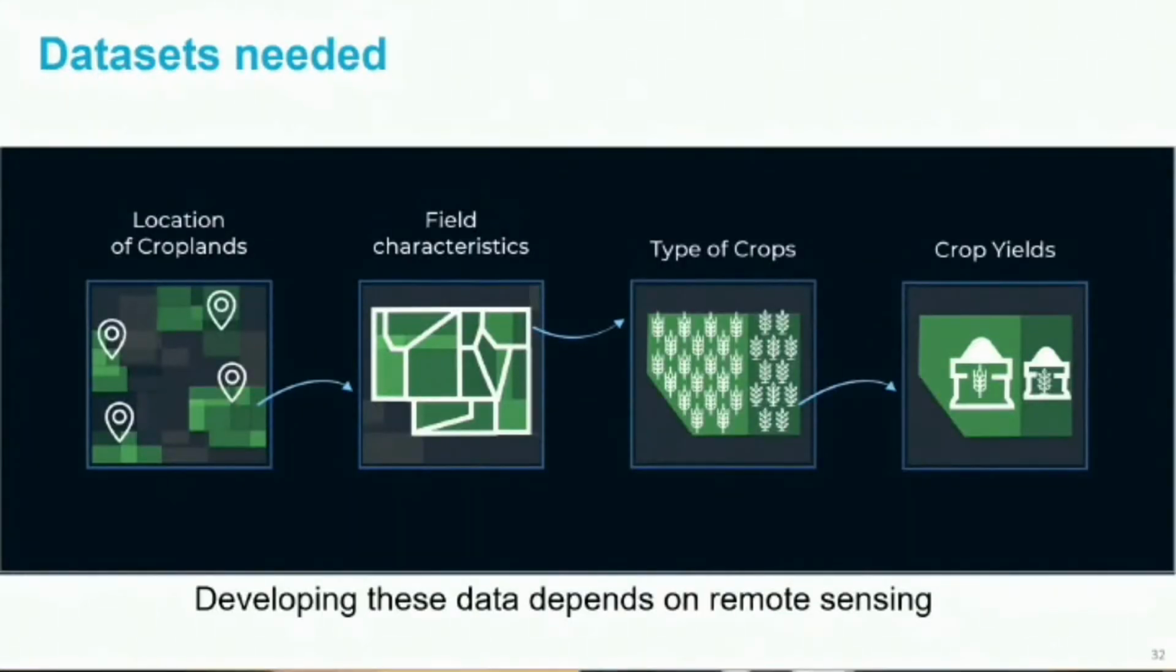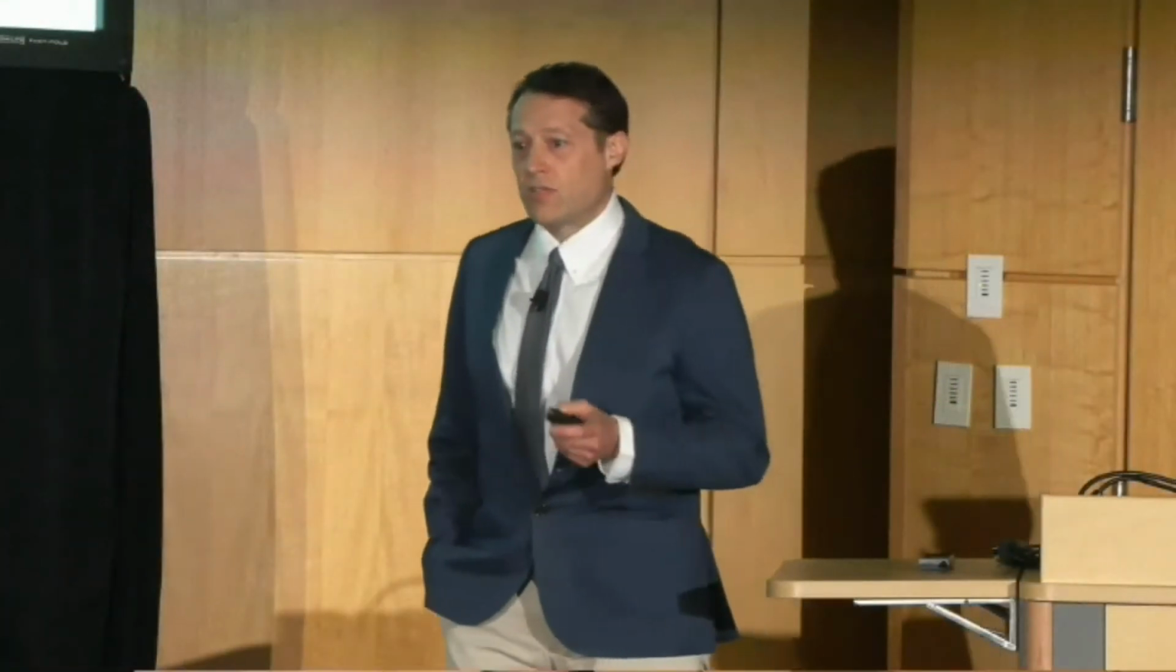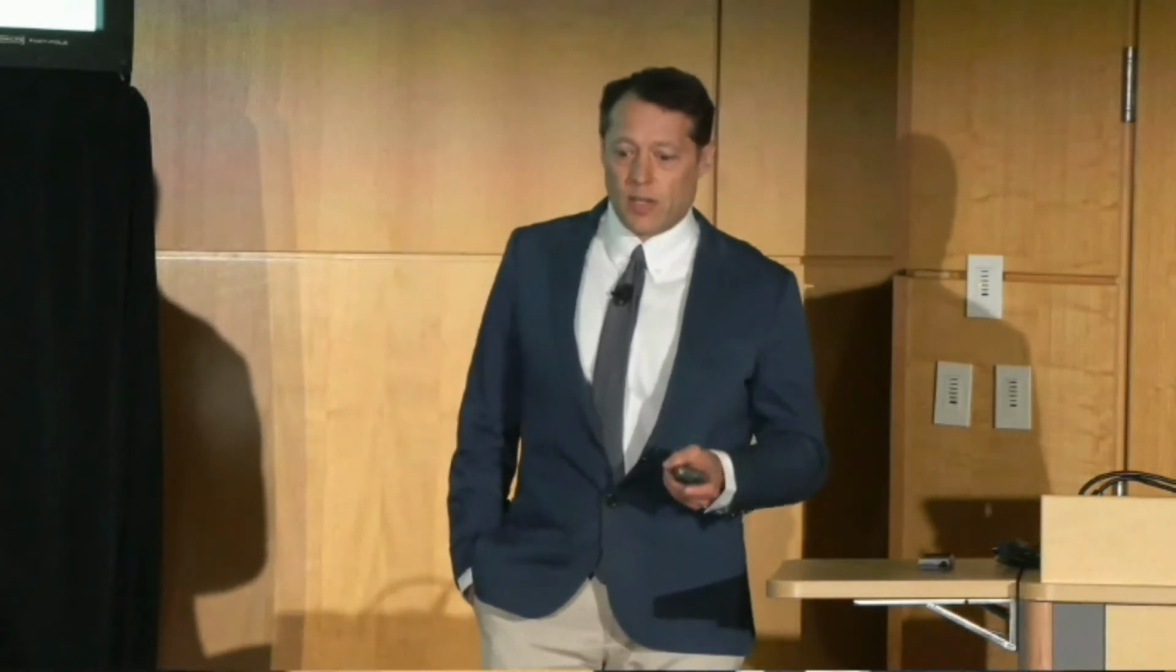So to answer those questions and to find such solutions, we need several critical data sets. Basically, we need accurate maps that are detailed and updated regularly that show us where croplands are located, what the characteristics of the fields are in those croplands, what kind of crops are growing, and what the yields are of those crops. Unfortunately, those data sets really don't exist for most countries at the moment, and so we have to create them. And the only feasible way to create those is by using remote sensing or satellite image analysis.